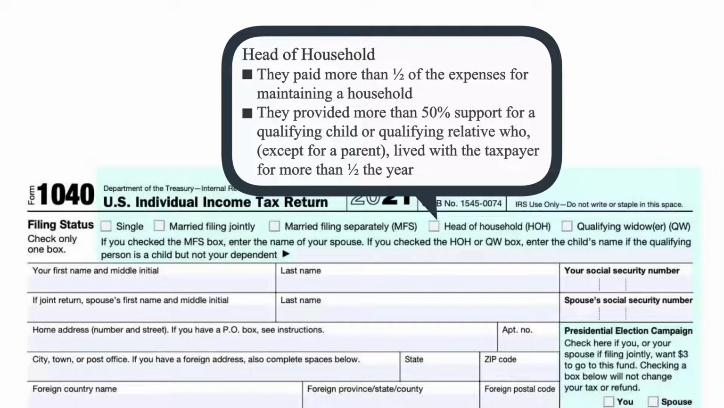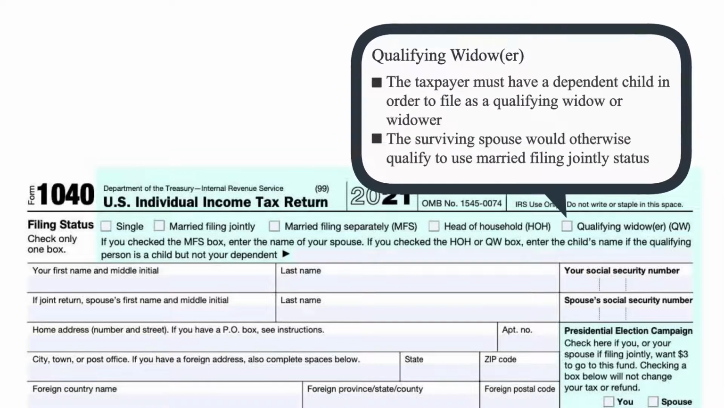Next is head of household. A taxpayer can be head of household if the taxpayer is unmarried, or they are considered unmarried by year end, and they paid more than half of the expenses for maintaining a household, or they provided more than 50% support for a qualifying child or qualifying relative who, except for a parent, lived with the taxpayer for more than half the year. The last status is qualifying widower with dependent child.